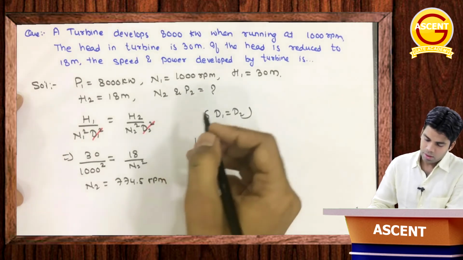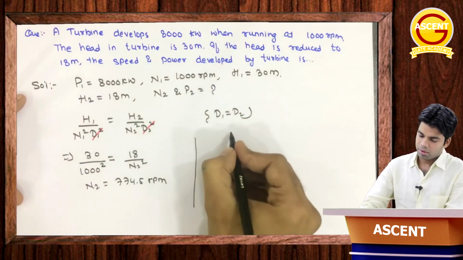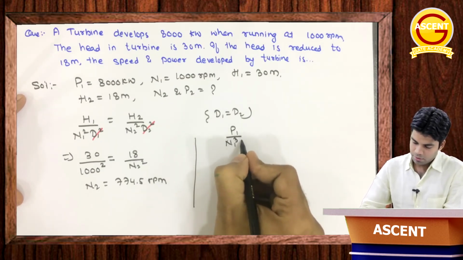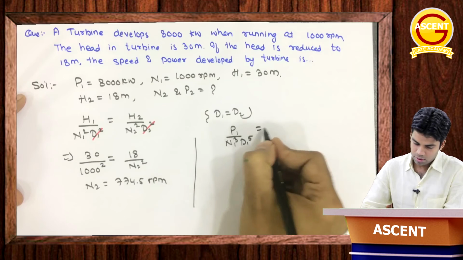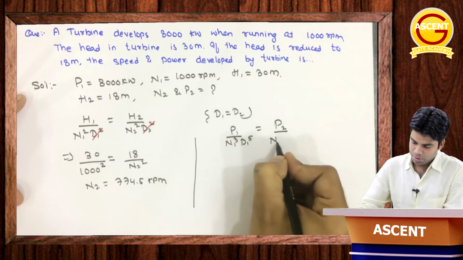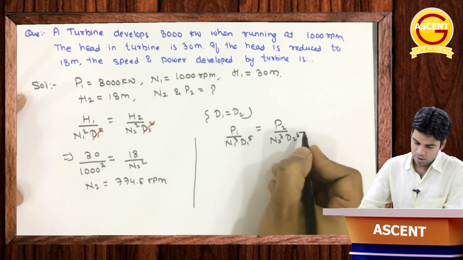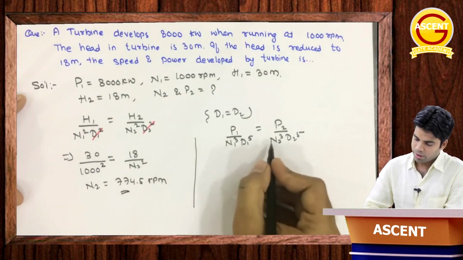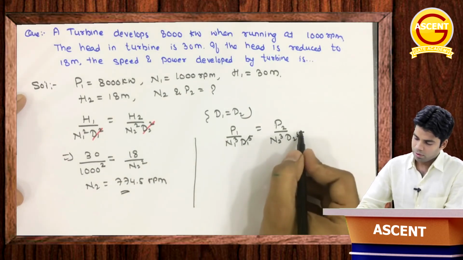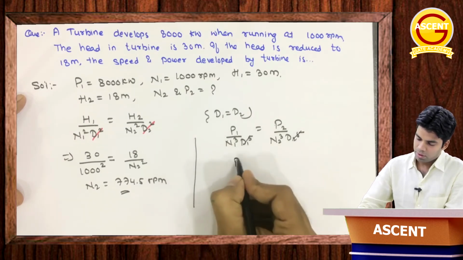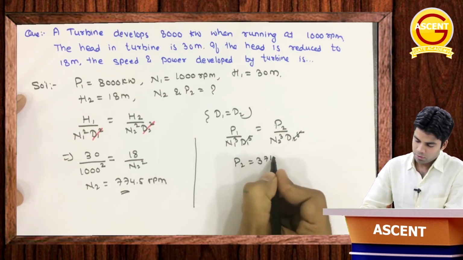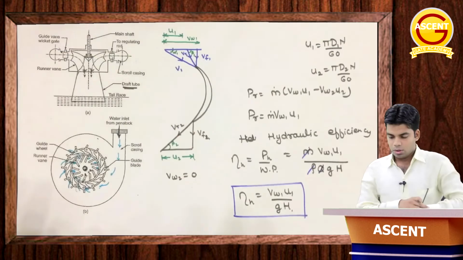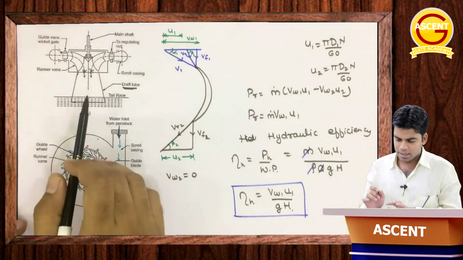Getting this? Now similarly, in order to determine power, just equate power number, which is P1 by N1 cube D1 raised power 5 is equal to P2 by N2 cube D2 raised power 5. We have the value of N2 now, N1, N2, D1 will be equal to D2, and we have the value of P1, so from here P2 will be equal to 3718 kilowatt. Answer. Getting this?